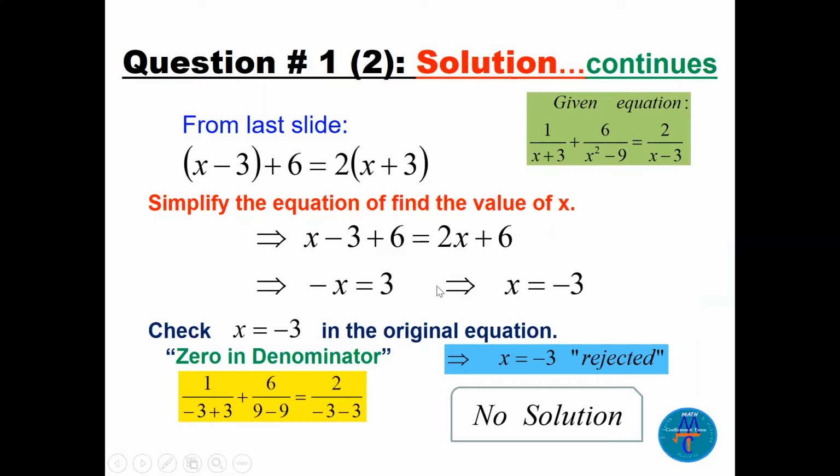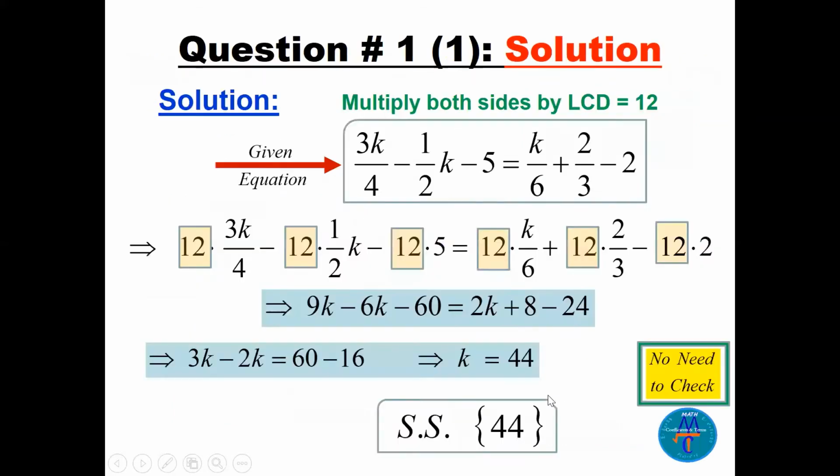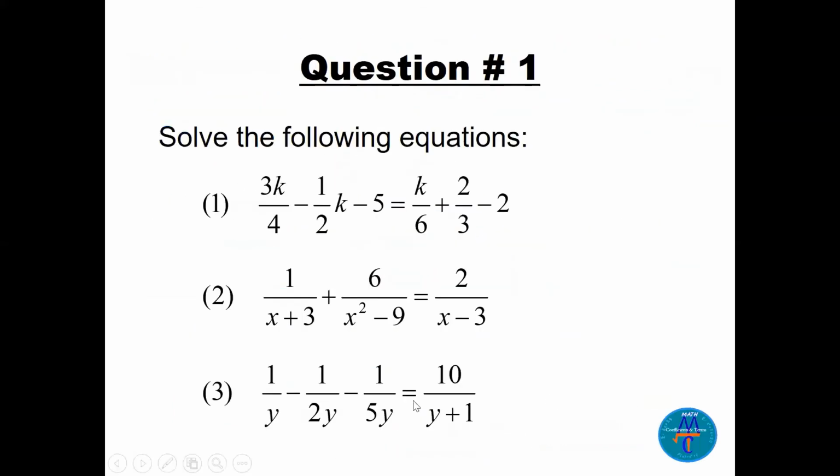Check the minus 3. So I replace, this is the given equation. See the green? 1 over minus 3 plus 3, 9 minus 9. Any 0 you see, 0 in the denominator. Now minus 3 is rejected. We don't accept any 0 in the denominator. We reject x because x will make 0 in the denominator, remember. So we say no solution, unfortunately. Now I will give you a chance to try this one.